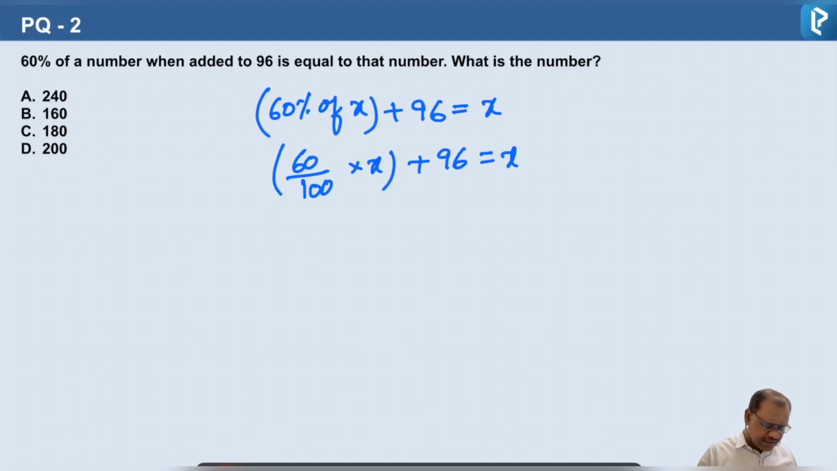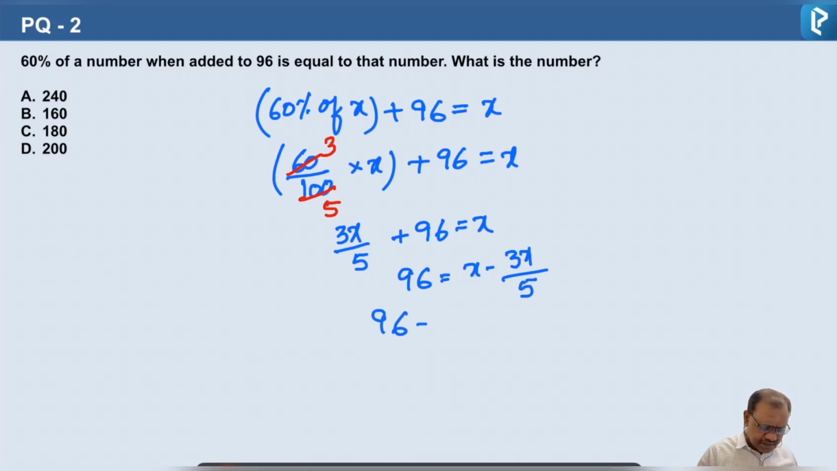60 by 100 is, 20 threes are 60 and 20 fives are 100, so that is 3x by 5, plus 96 is equal to x. So 96 is equal to x minus 3x by 5. If you simplify, what do you get? 96 is equal to 2x by 5. Therefore x is equal to 96 into 5 by 2.